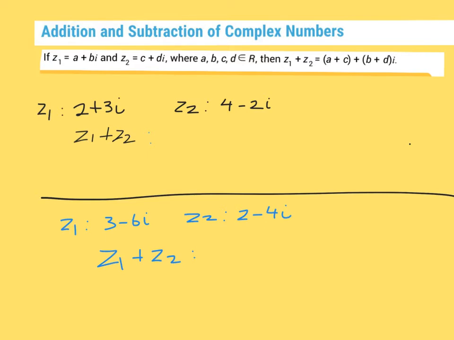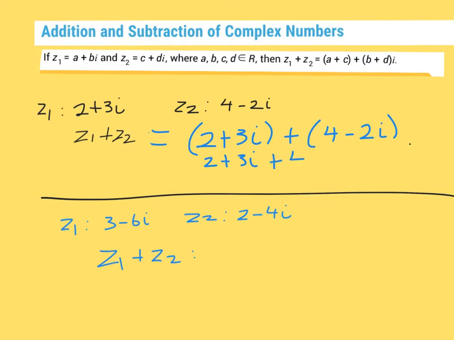Look at our first example here. We want to get z1 plus z2. So z1 plus z2 is equal to, we have 2 plus 3i, I'm going to put that in brackets, plus 4 minus 2i. Now all I'm going to do is I'm going to remove the brackets. So 2 plus 3i plus 4 minus 2i. And then it's very similar to algebra.